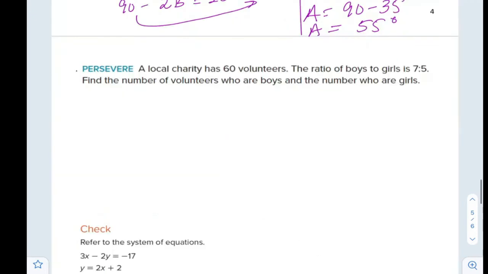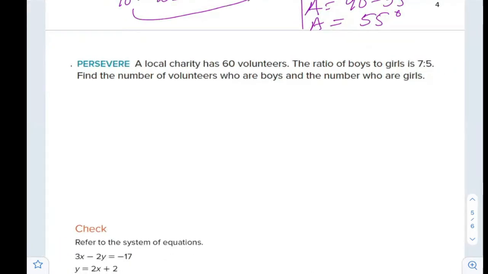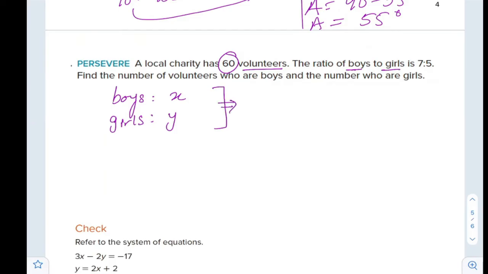Last question before we move to the checking. A local charity has 60 volunteers. So the sum of the volunteers is 60. The ratio of boys to girls. So we have boys and girls. Let's name the boys X and the girls Y. If you know that their sum is 60, we can write X plus Y is equal to 60.